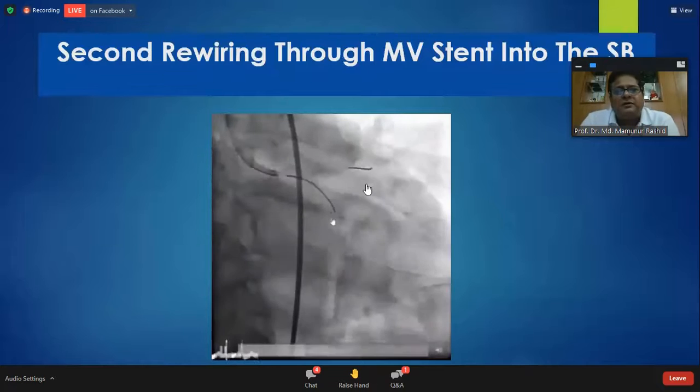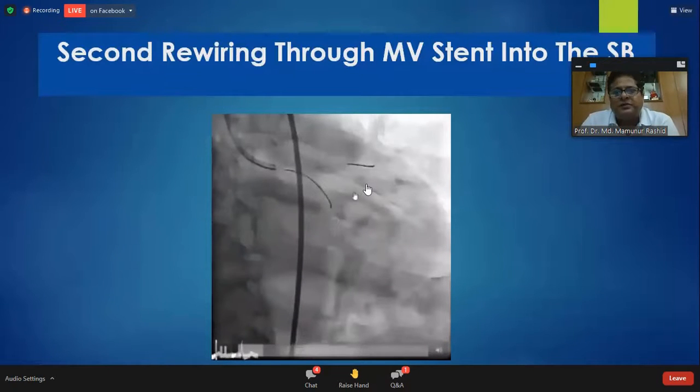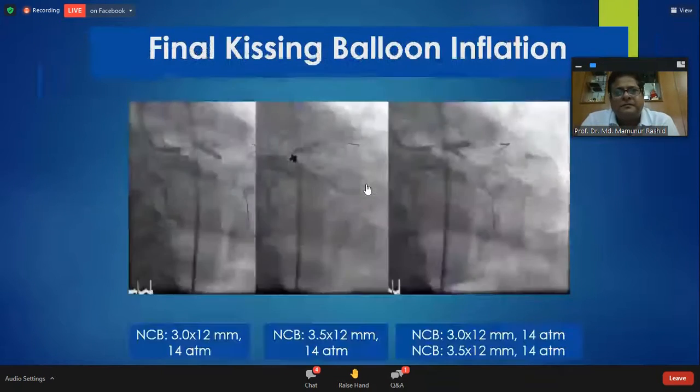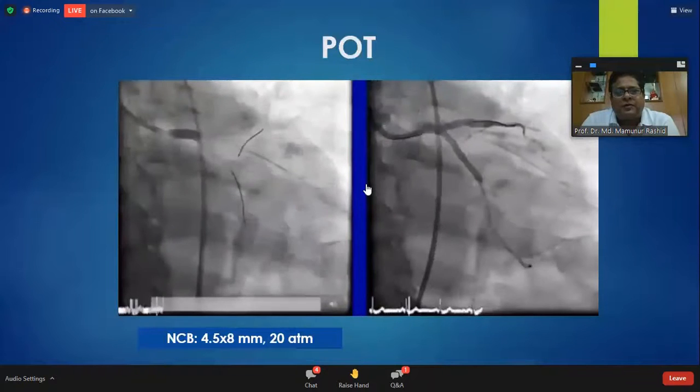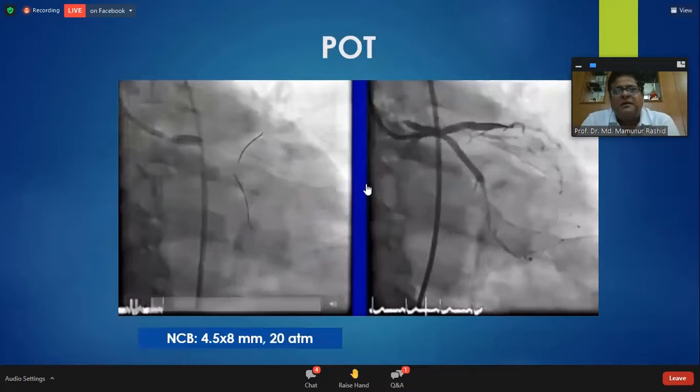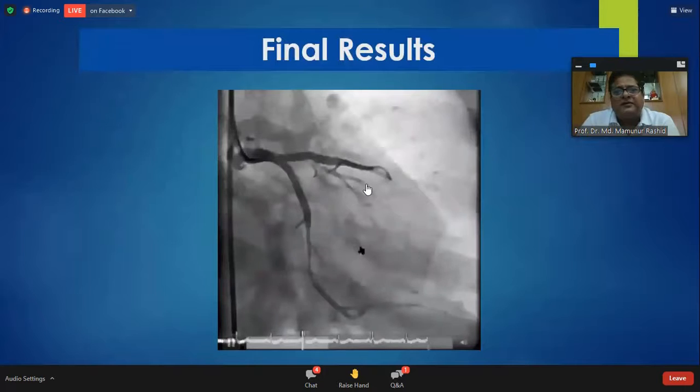Then second rewiring is done through the main vessel stent into the side branch. The final kissing balloon inflation was done, and final POT was done, and this is the final result.